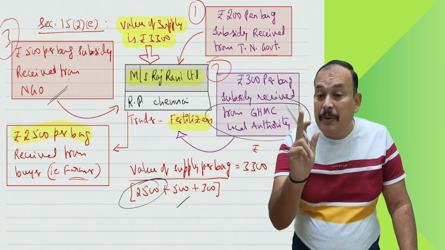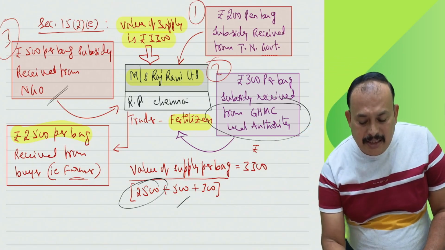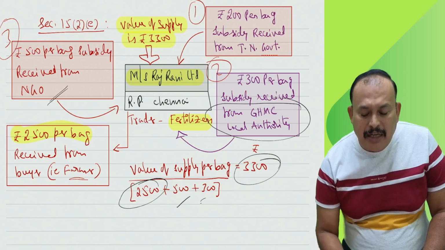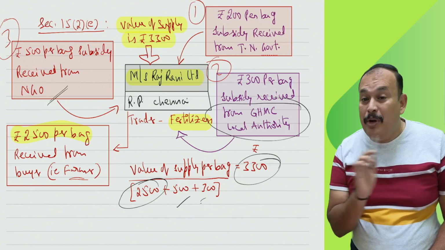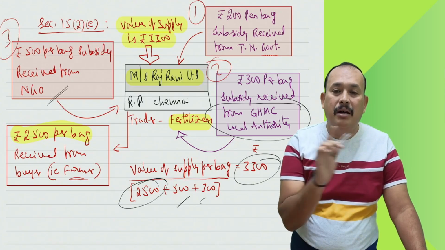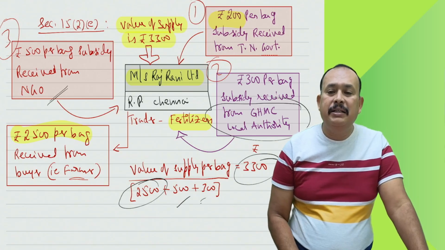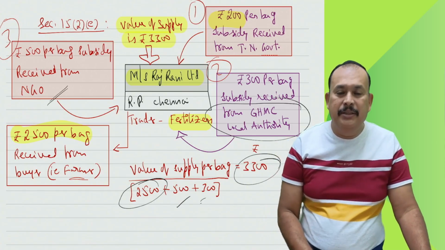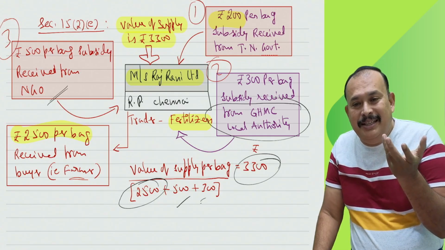So, subsidy from local authority is not subsidy from government. Therefore, addable rupees 300. Therefore, we got value of supply 3300. But here, subsidy from Tamil Nadu government is a subsidy from government directly linked to supply of goods, which is not addable. Rupees 200 in the given case should not be added in the value of supply, is the meaning of it, which is section 15, subsection 2, clause E. Easily understood.